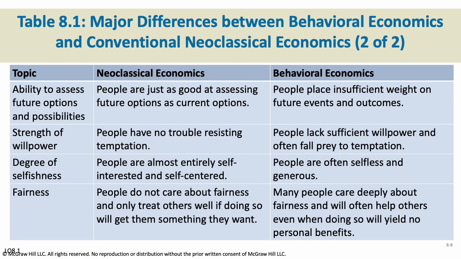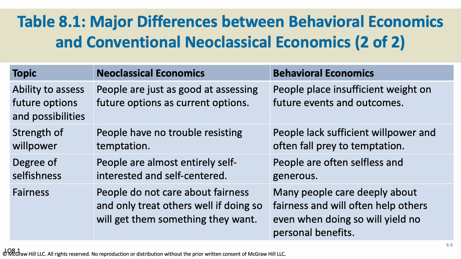Some more stuff, ability to assess future options and possibilities. In neoclassical economics, we assume that people are just as good at predicting things in the future as their current options. Obviously, that's not necessarily the case. In behavioral economics, we would say people place insufficient weight on future events and outcomes. They think too much in the here and now and not towards the future.